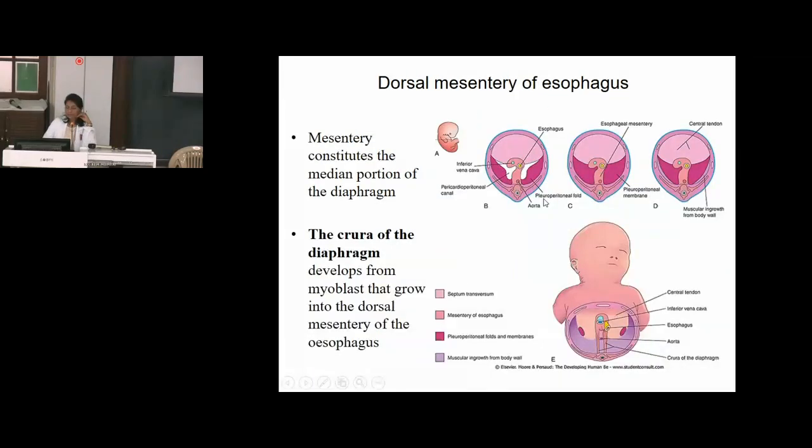So the dorsal mesentery of the esophagus constitutes the median portion of the diaphragm. This part is forming the crus of the diaphragm. The right crus and the left crus of the diaphragm develop from the myoblasts that go into the dorsal mesentery of the esophagus. Here we can see the peach colored shaded area that is forming the crus of the diaphragm, and this is developed from the dorsal mesentery of the esophagus.